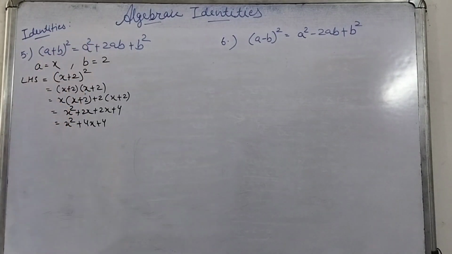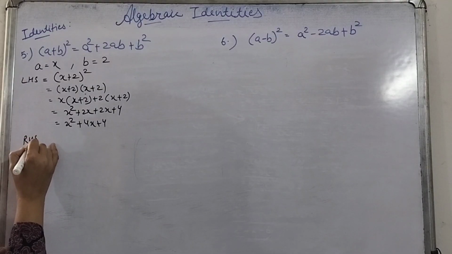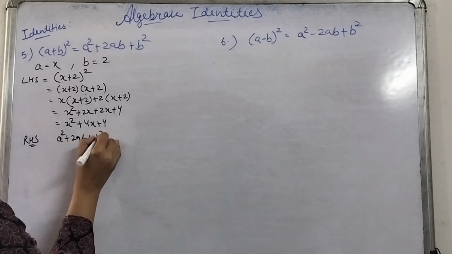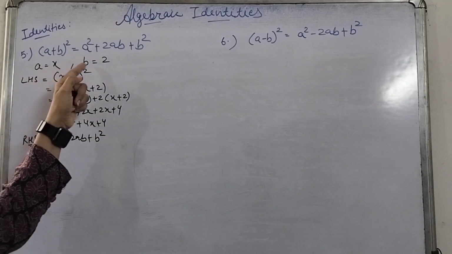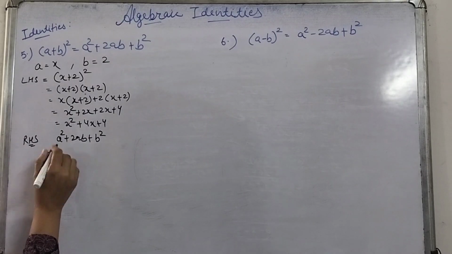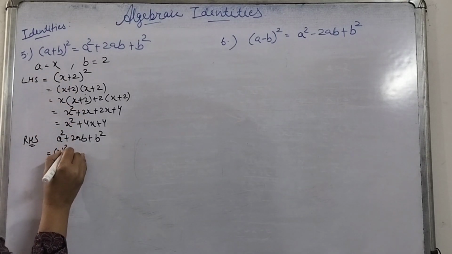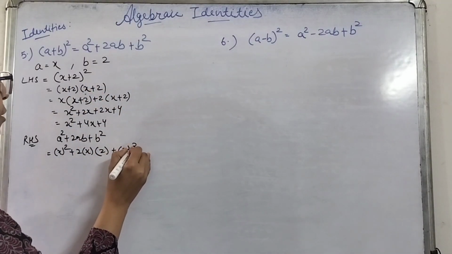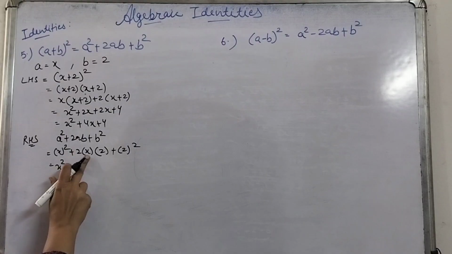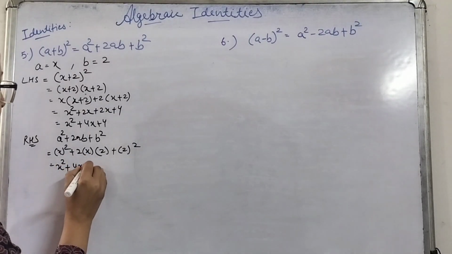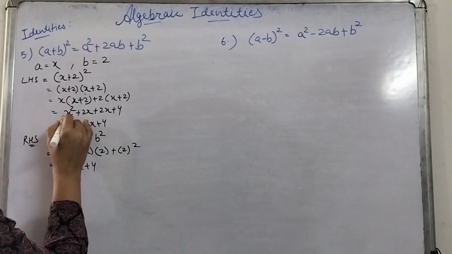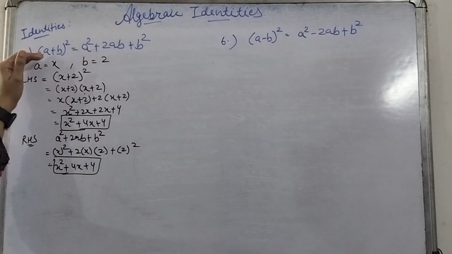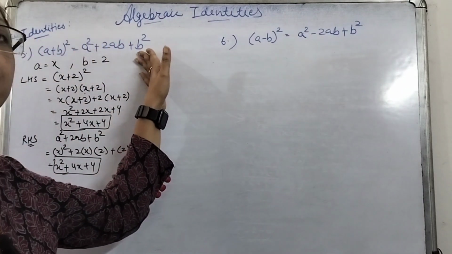Now let's solve it for the RHS as well. The RHS part is a square plus 2ab plus b square. We have to replace a by x and b by 2. So what value will come? Instead of a, we'll write x. So x square plus 2 times x times 2 plus 2 square. So it will be x square plus 2 multiplied by 2 which is 4x plus 2 square which is 4. So the value of your LHS and the value of your RHS are equal. So instead of multiplying, we can directly use this identity.